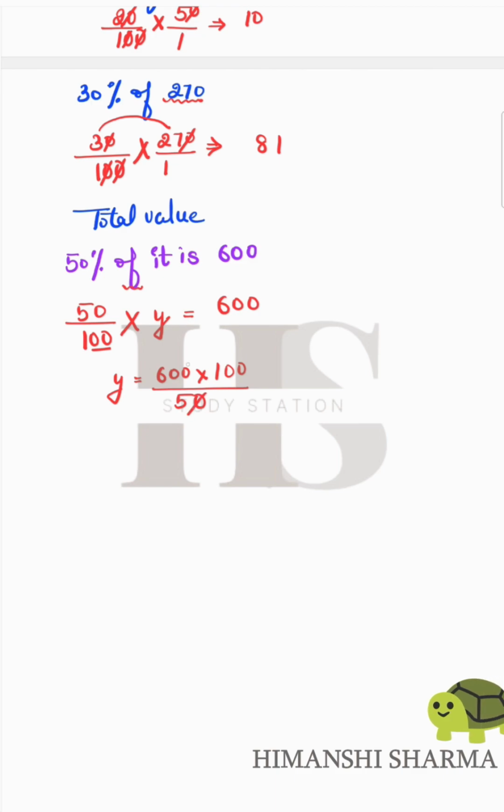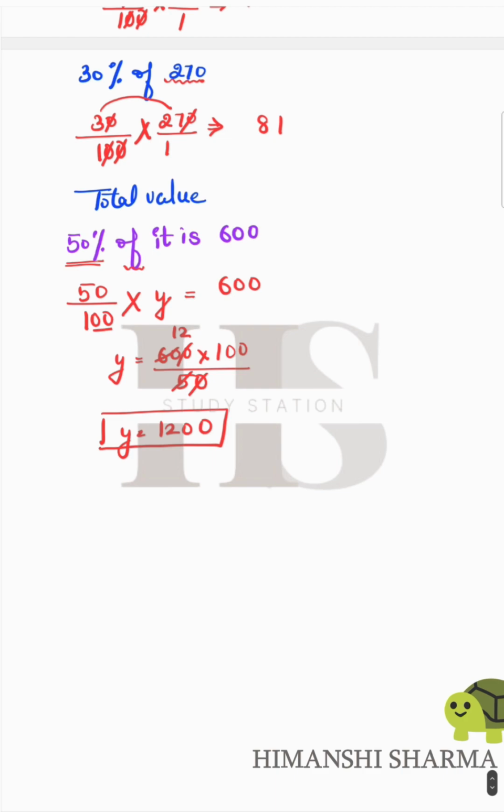Now in a simple way we have to cancel, so I can cancel this. So I know 60 divided by 5 gives us 12. So it means that number is 1200. Now, since it was 50%, another way: 50% means half of a number is 600. So what would be the double of that number? The double of that number would be 1200.